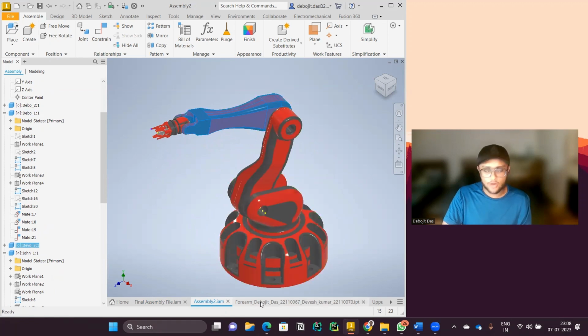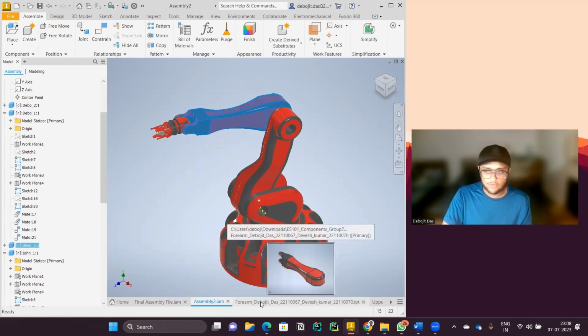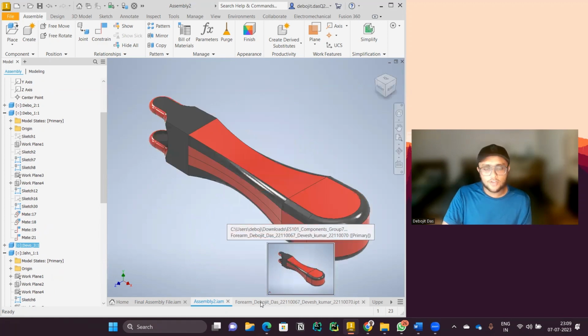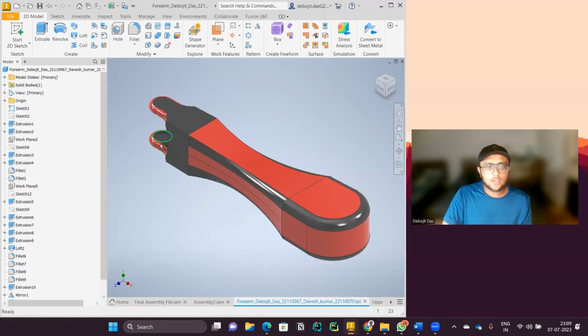First, coming to the forearm, I collaborated with Devesh to make the part. Firstly, what we did was we took the very first base of it and made this part, and the middle feature which you see out here is made by lofting. And here you can clearly see that this is basically a mirror image.